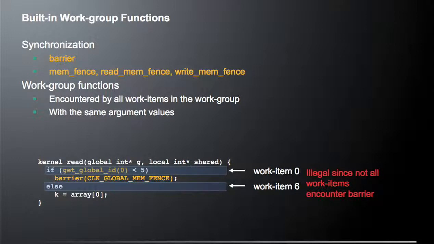An example is, let's say we're doing some operation where we do a read. We'll say, if our global ID is less than something, we're going to do this barrier. This is actually illegal because not all work items are going to encounter this barrier. And this is quite bad because you're basically setting up a barrier but then not having everyone hit the barrier. So this is something you don't want to do. You want to make sure that all work items in the work group execute that same function.